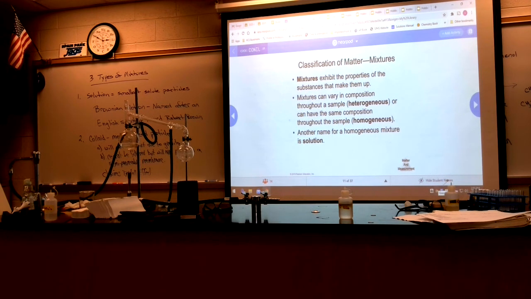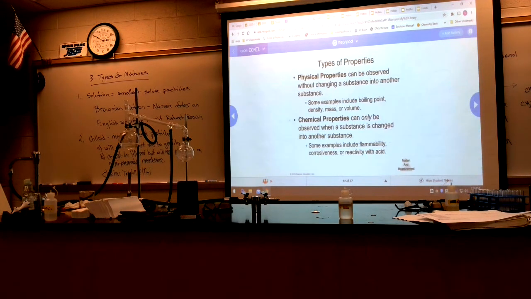Okay, so mixtures. I just kind of added in the three types. That's really in chapter 13 of your book, but I just like to throw that out there so we can see. The only thing that's really different is small, medium, large. And mostly the properties are pretty straightforward.